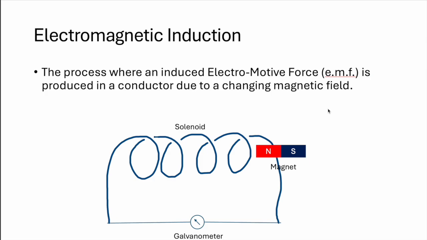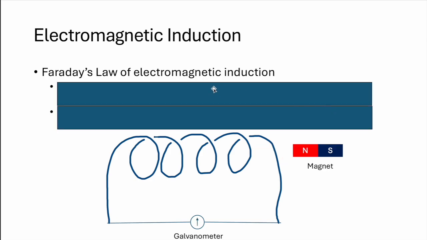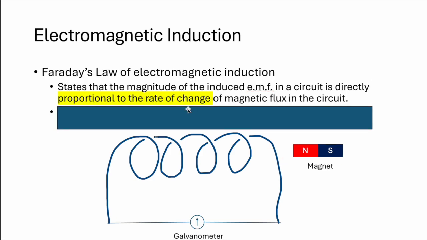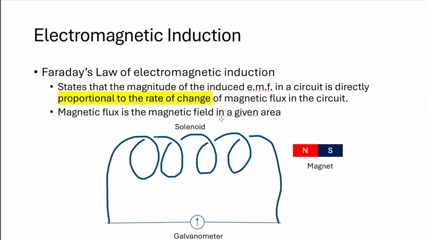Through these observations, there are certain findings. Faraday's law of electromagnetic induction states that the magnitude of the induced EMF in a circuit is directly proportional to the rate of change of magnetic flux in the circuit. What is magnetic flux? Magnetic flux is the magnetic field in a given area, and I understand that this is a lot to take in.